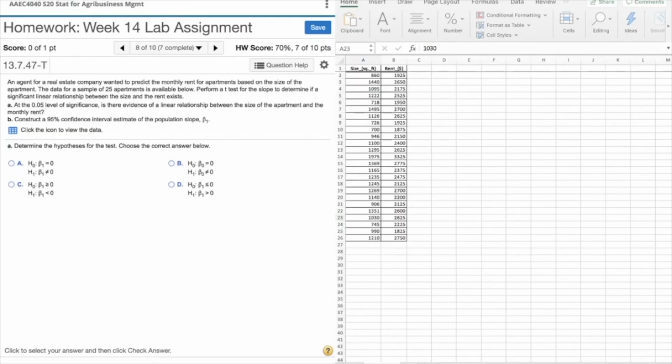Okay, question 8. The first part is to determine the hypothesis. The test is whether there is a linear relationship between the size of the apartment and the monthly rent. We know that if there is a linear relationship, it's decided by beta 1. If beta 1 is equal to 0, there is no linear relationship. So we choose A here.